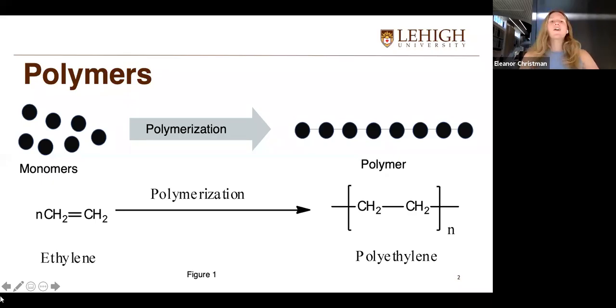Okay, sorry. So first I'll go over what is a polymer. A polymer would be made from monomers. In this slide, you can see an example of one of these monomers, the molecule ethylene, which would go through polymerization and form polyethylene, which is one of the most common polymers. It's found all over the place.